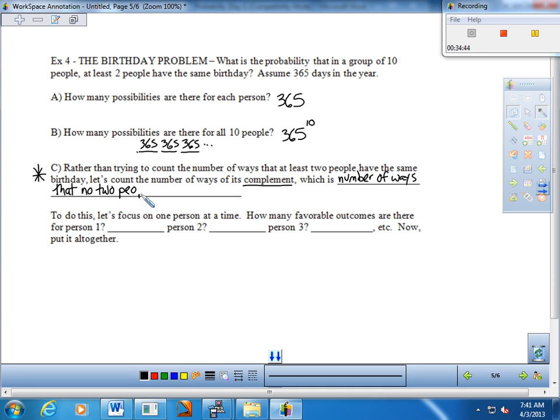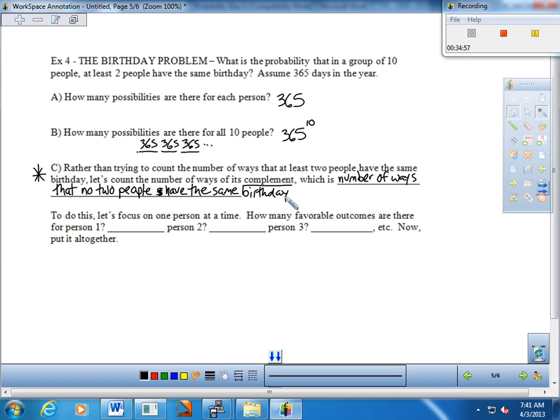So write that in there for me, and that's how we're going to take a look at this. So no 2 people have the same birthday. That would be the complement of at least 2 people having the same birthday. Fine. Now, I hope that makes sense, because now we're going to focus on this particular piece and then do our mathematical calculation at the end.